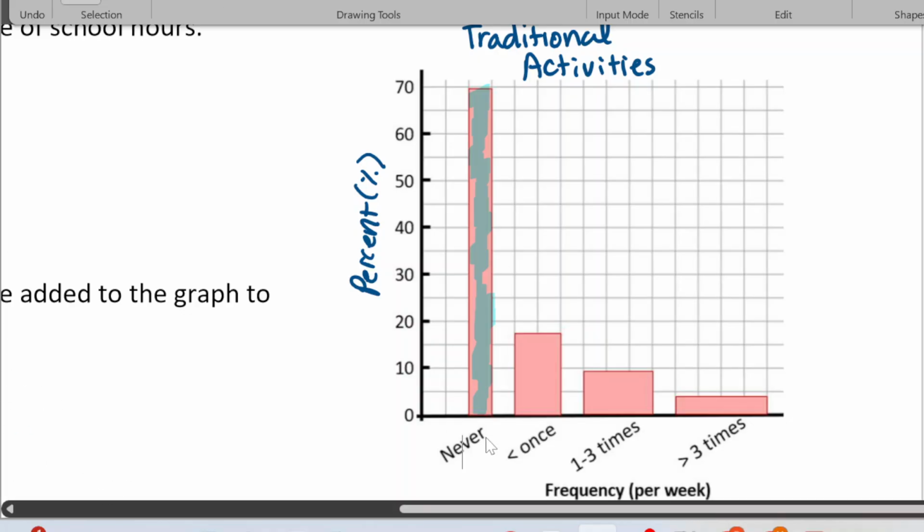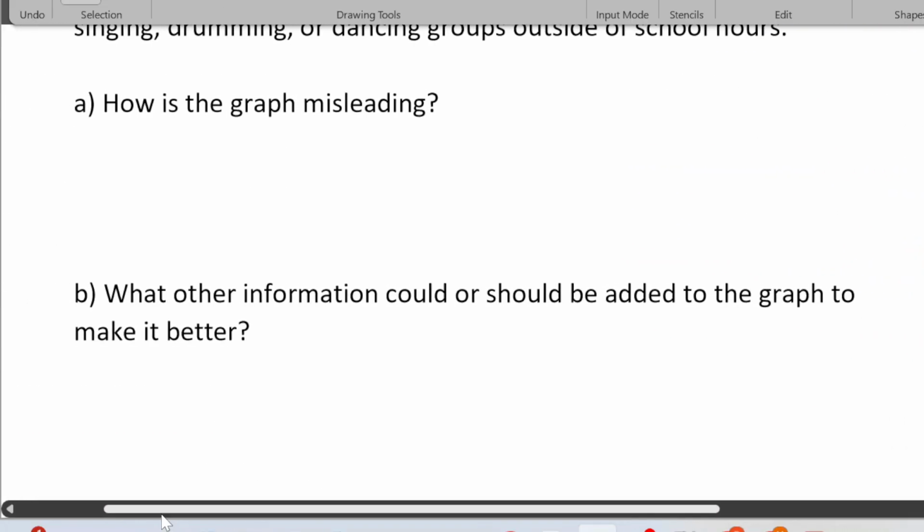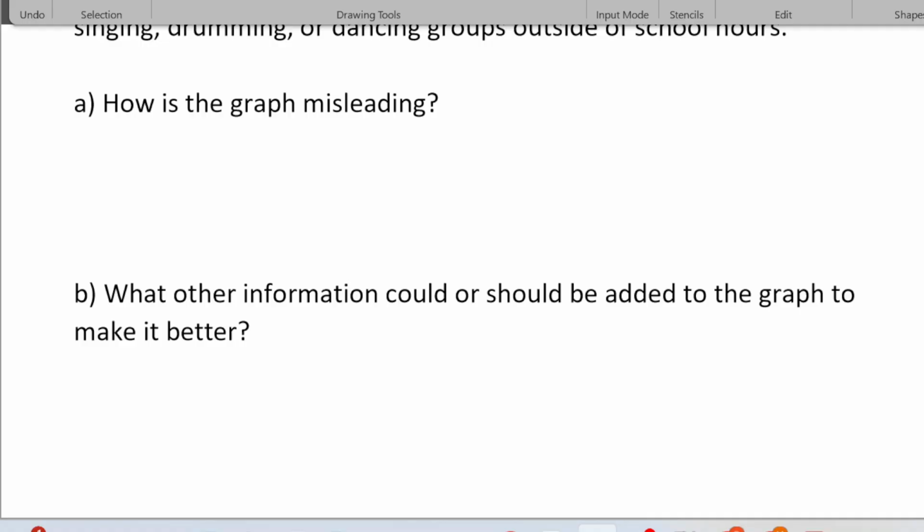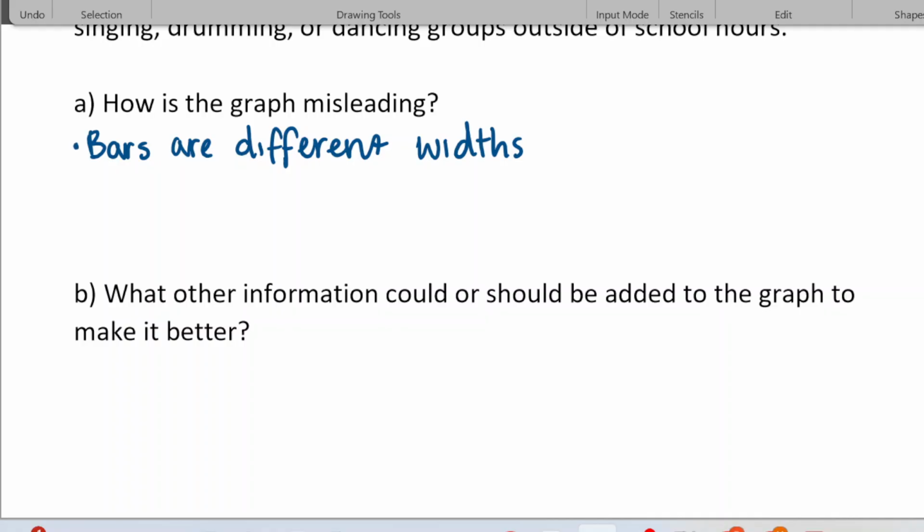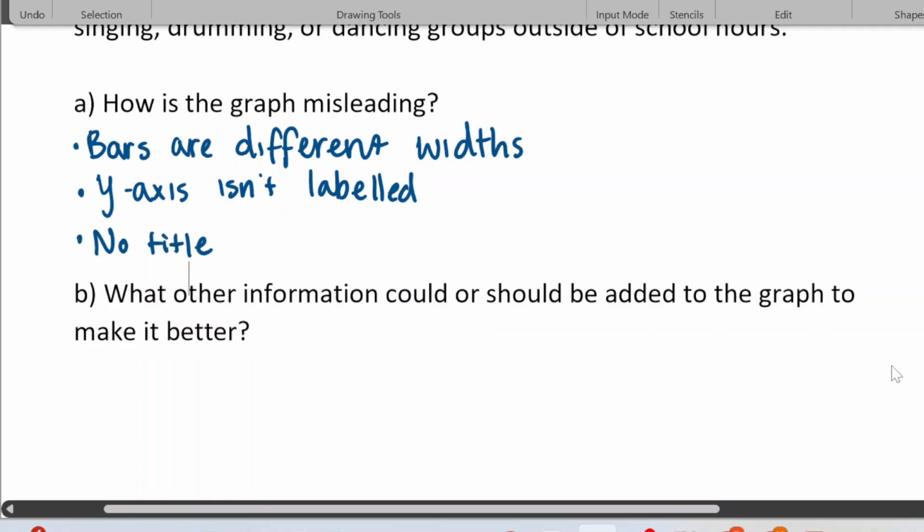Okay, so let's answer the questions here about this graph. How is this graph misleading? So there's 3 things that make it misleading. The bars are different widths. For a pictograph or a bar graph, you should always have the same size, so same width of your bars or same size of your pictures. That way it's easier to compare. There's no label on the y-axis. It should say percentage of children, and there's no title. Okay? So we don't know what's being portrayed here.